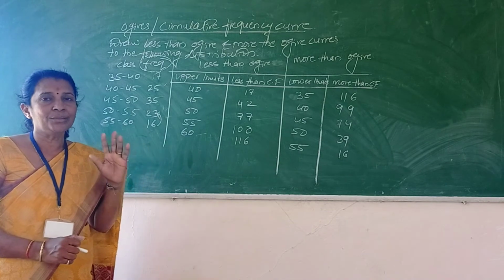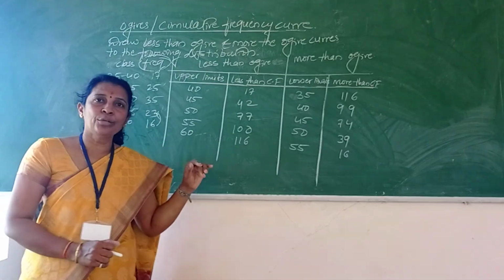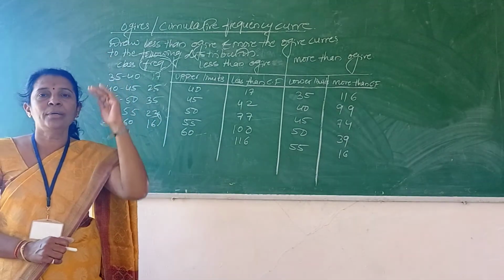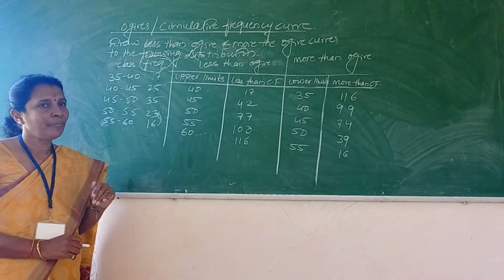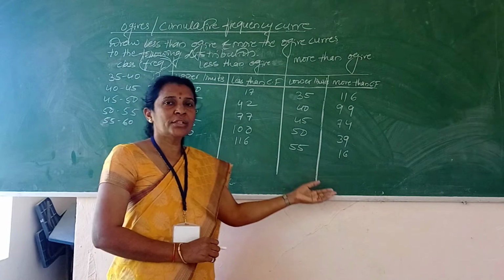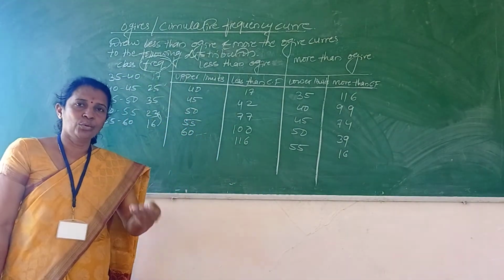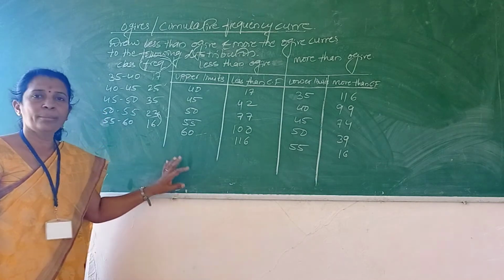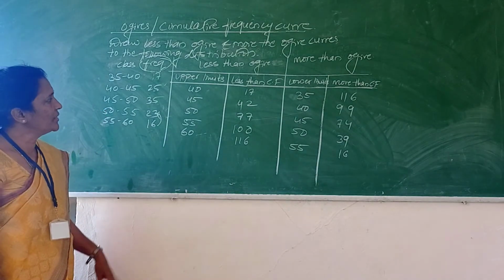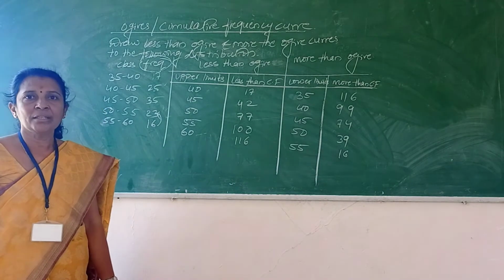So one thing you remember: for less than cumulative frequency, you come from top to bottom by adding the frequencies one after another, whereas for more than cumulative frequency, you go from bottom to top. So you do the basic work. Once this is done, you draw the graph.